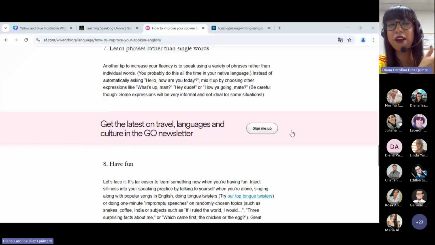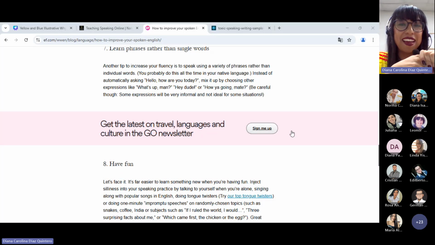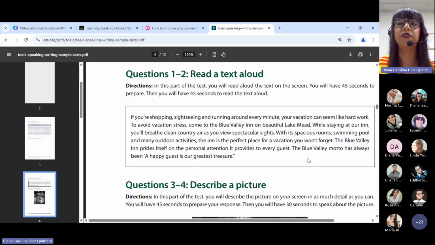Okay, now let's practice. We're going to have the moment to practice with 2 activities that are really nice for practicing speaking skills. So we have activity number 1. Have you seen these activities before, or have you heard about this test before? TOEIC test, the TOEIC international test.